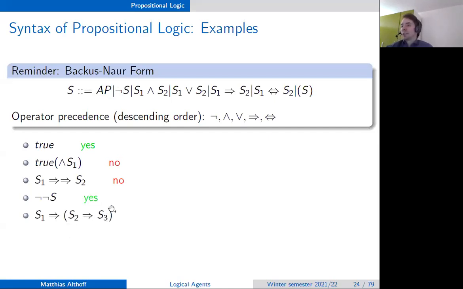S2 implies S3 is a correct formula. You can put this in parentheses according to this rule. And S1 implies another formula is also correctly formed. And this one is not correct, because you cannot put negation in front of an incomplete formula. Negation can only be put in front of a correctly formed formula, and "implies S2" is not a propositional logic formula. S1 implies not S2 is okay, because not S2 is a propositional logic formula, and S1 implies a propositional logic formula is also okay.